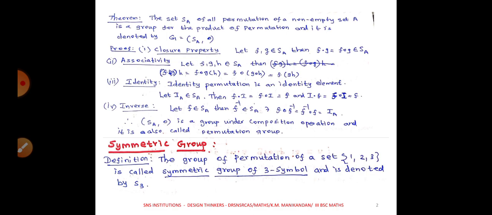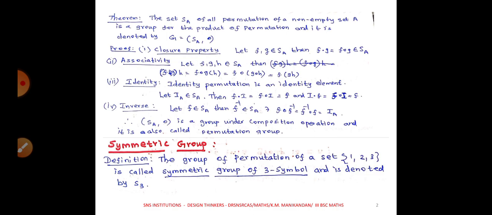So we know that if you take two permutations f and g belonging to S_A, then f·g equals f composite g, which also belongs to S_A. Therefore the closure property is verified. Next we check the associativity property. Take three permutations f, g and h in S_A. Then (f·g)·h = (f∘g)∘h = f∘(g∘h) = f·(g·h). Therefore the associative property is verified.